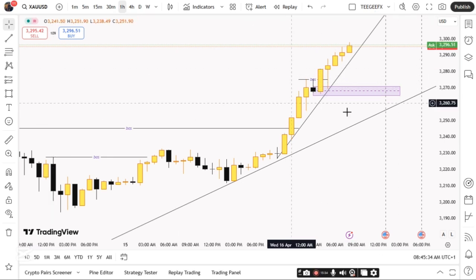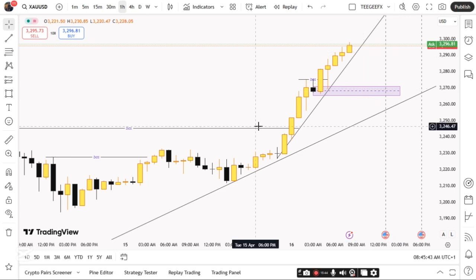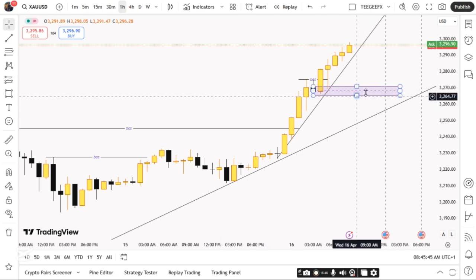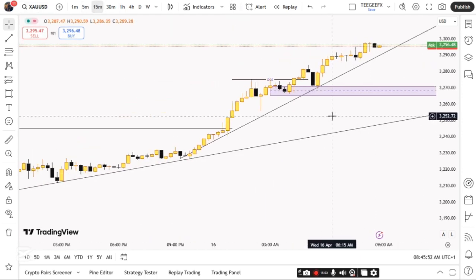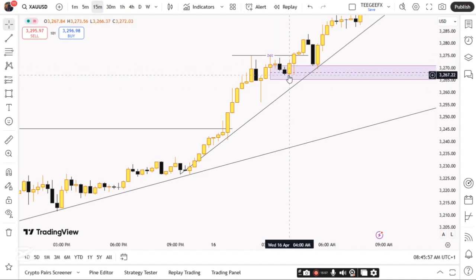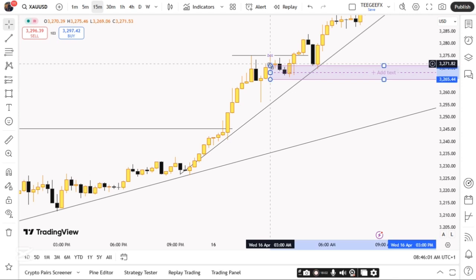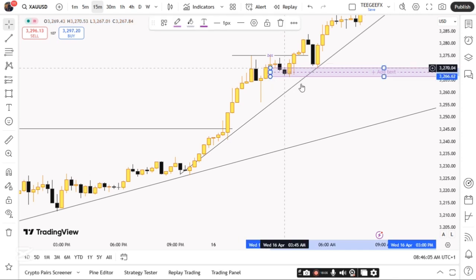So now you can see I told you we look for inducement. Before I look for inducement, I need to refine this point of interest, which is the box I drew. So I have to go back to 15 minutes for refining. The last red candle before this bullish move is my order block. This is the order block here. Do you understand? On 15 minutes.